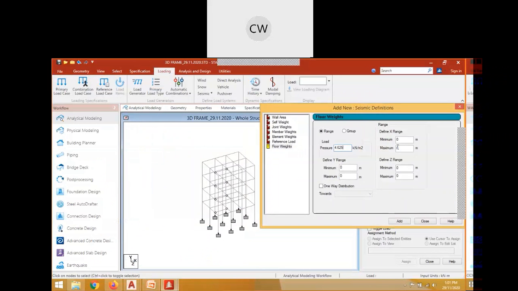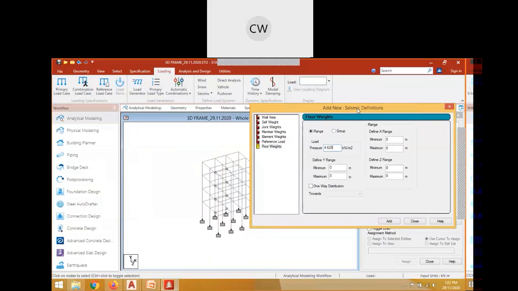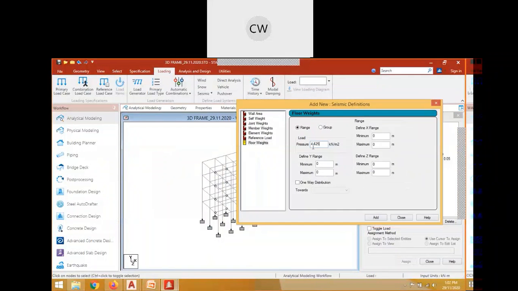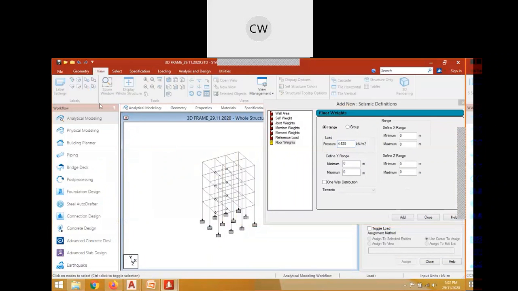And where it is applied, here you have to specify the range. There are three options: Y range, X range, and Z range. I want this load to be generated for all levels. For all levels, it has to be 4.625. Now remember, the live load on the roof is neglected, but the self weight is not neglected. So self weight you can always add in a seismic load definition. It has to be there.